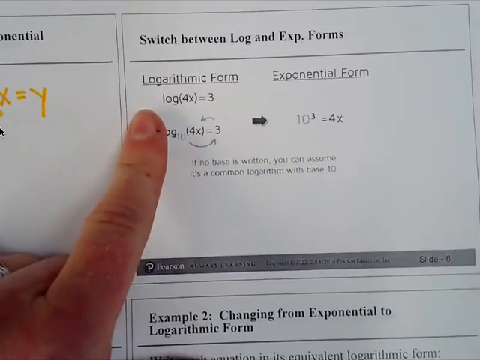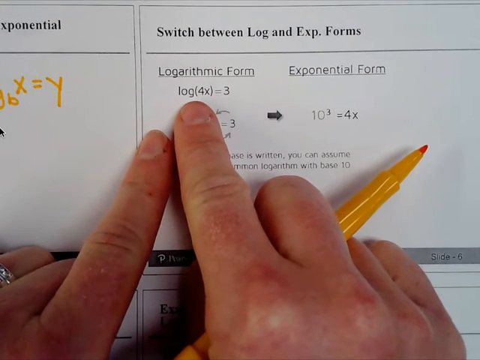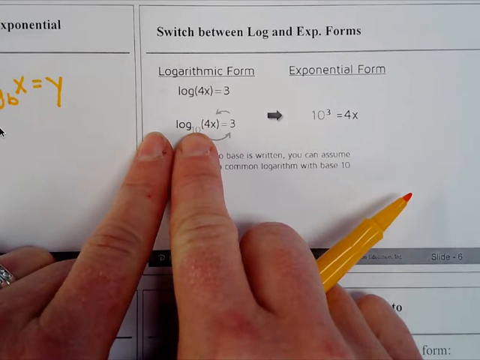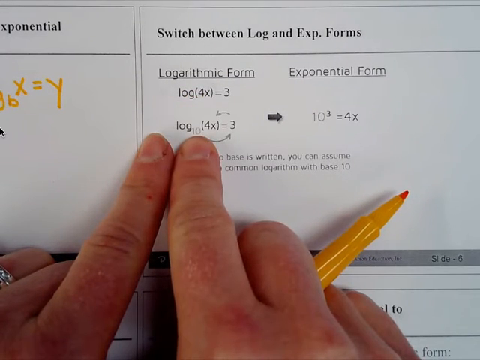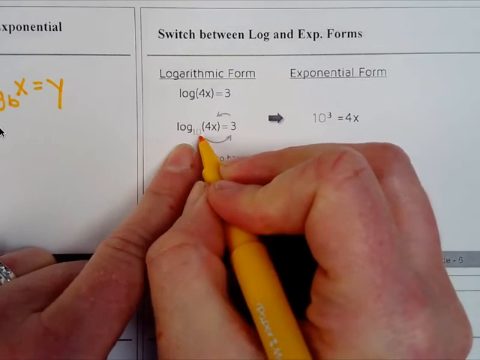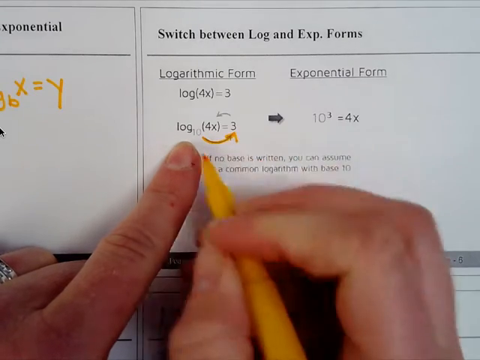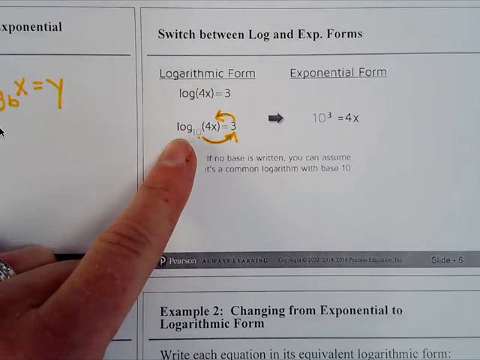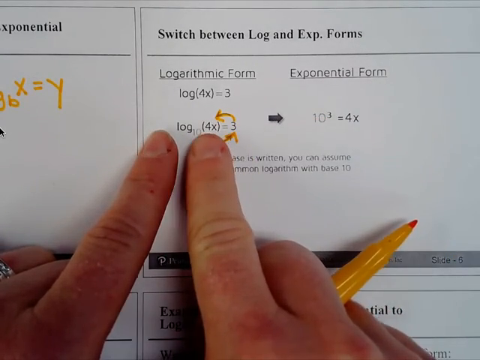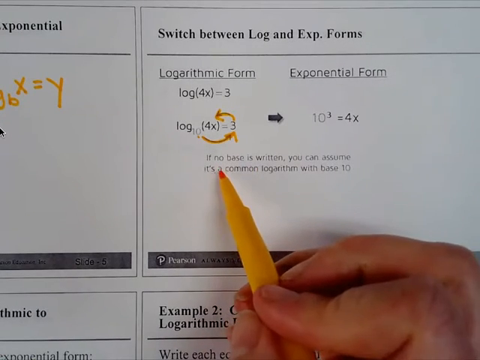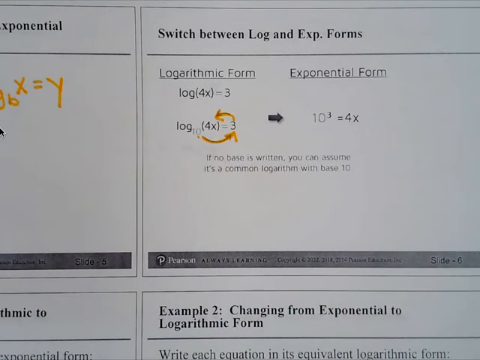So here is a log form. Let's say it doesn't have a base. Anytime there's not a base, then we say that base is 10. So no base, you put a 10 there. Then going from our base, our b, to the other side of the equal sign, that's 10 to the third power equals 4x. So we're going to be able to evaluate these and find out what x equals. If no base is written, you can assume it's a common log with base 10.